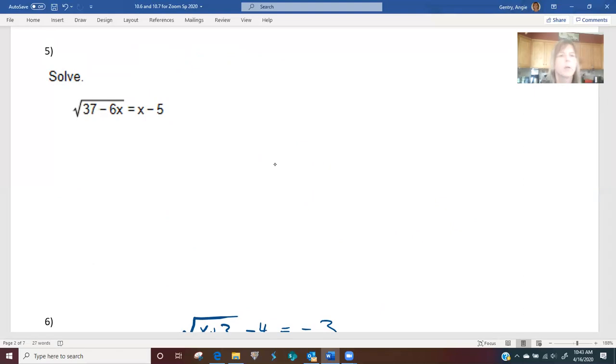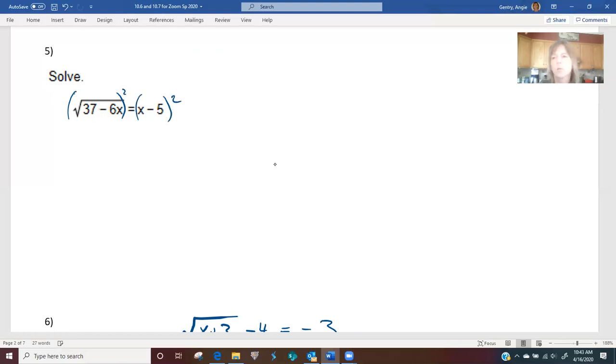Okay, this one here needs to be addressed real quick before we do the triangle. Okay, step 1, isolate the radical. Okay, already done. Then you use the power rule.